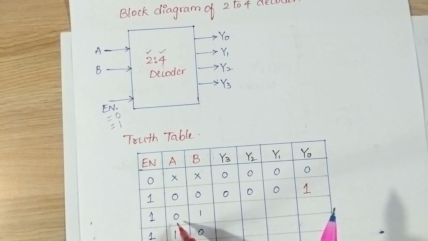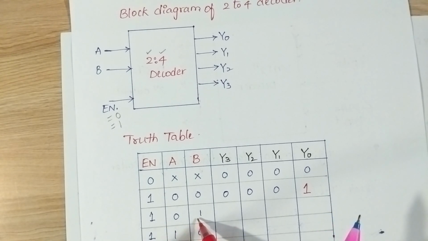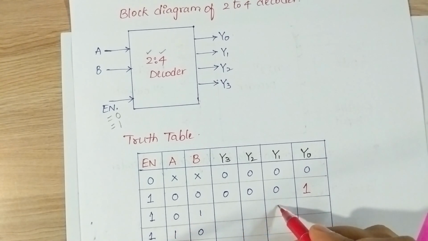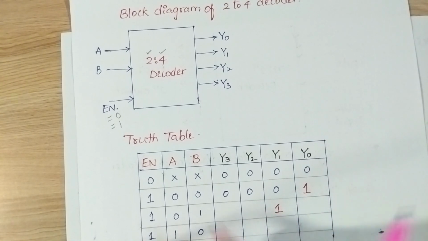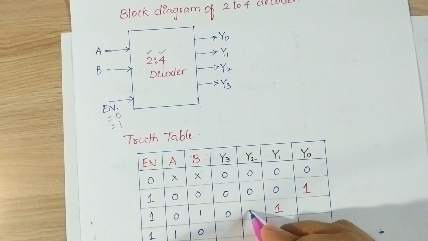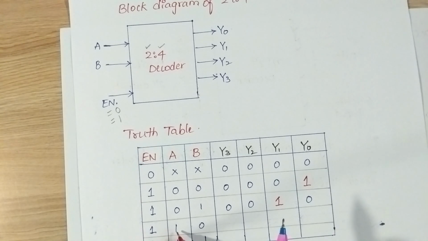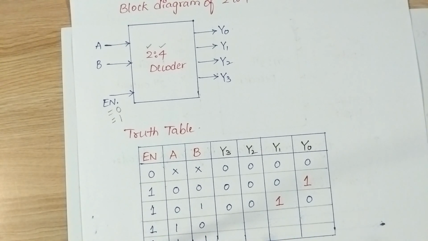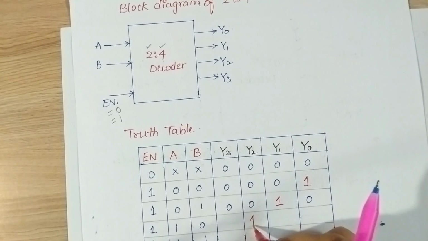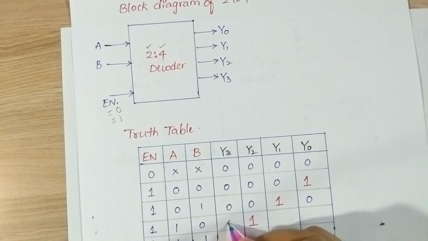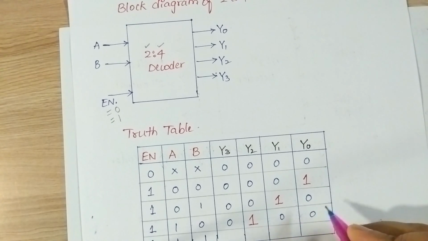In the second input combination, that is 0 and 1, the Y1 pin will get active. Based on the input combination 0 1, which is equal to 1, Y1 will get active and the remaining three output pins will be 0. Next combination is when A is equal to 1, B is equal to 0. This AB is equal to 1 0. In this case, Y2 output will get active and the remaining output pins will be 0.